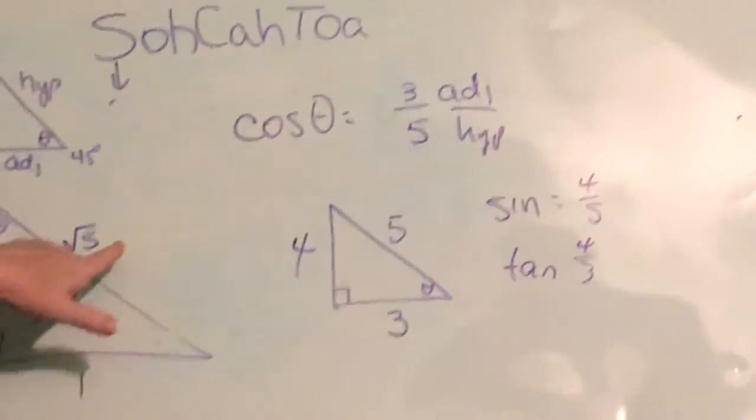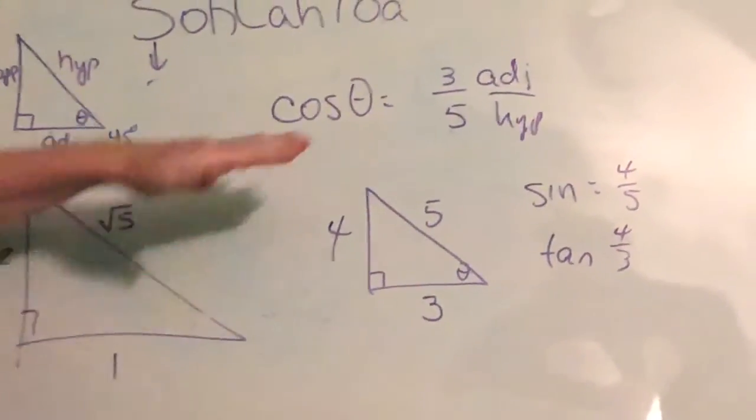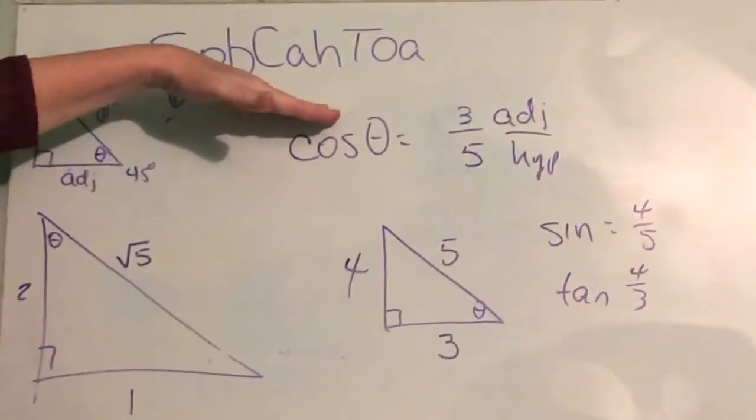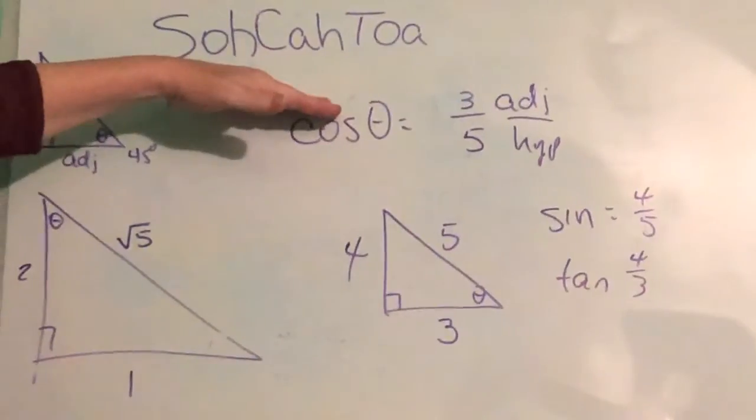So just watch what you're doing, think it through, apply your Pythagorean theorem. If you know 2 sides and you need a third, that's what you should do for sines, cosines, and tangents, remember, SOHCAHTOA. That's going to finish it up for 8.2.